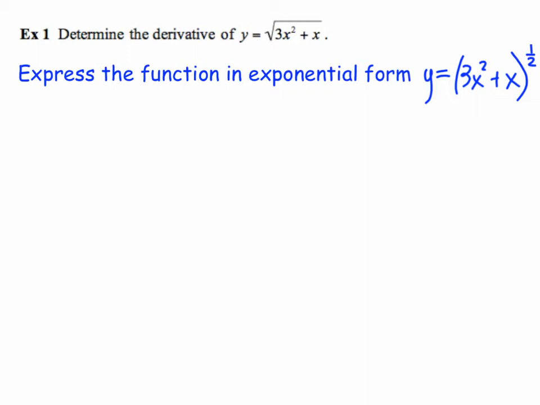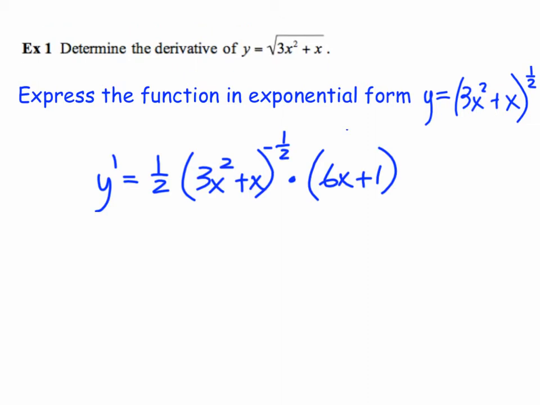Changing the radical to a fraction exponent, you're now going to do the power rule times the derivative of what's inside the bracket. So if I start with the power rule, 1/2 comes in front. I minus 1 from the exponent, so my exponent becomes -1/2. And I take the derivative of what was inside the bracket. 3x squared plus x is inside the bracket. So if I take the derivative of what's inside, that becomes 6x plus 1.